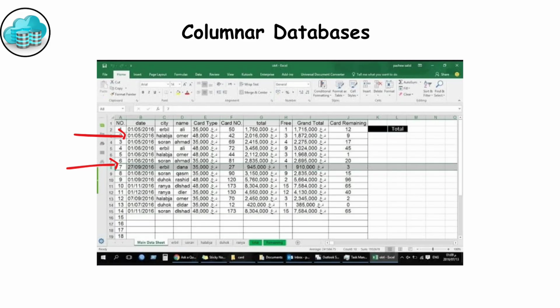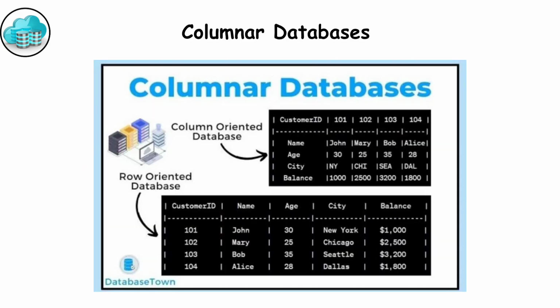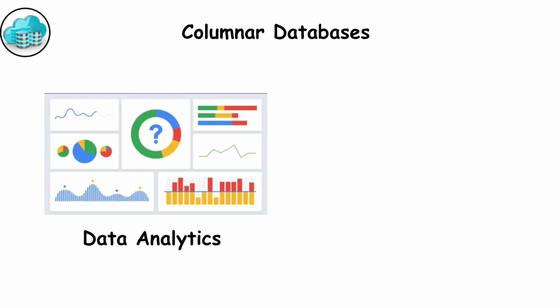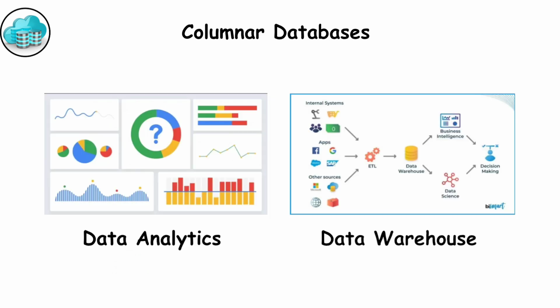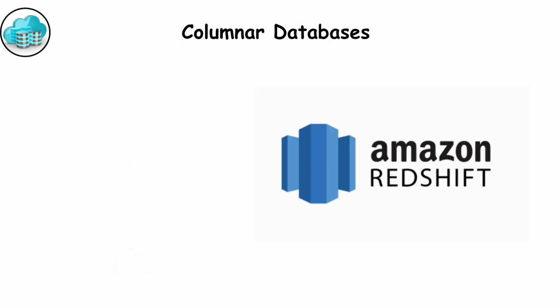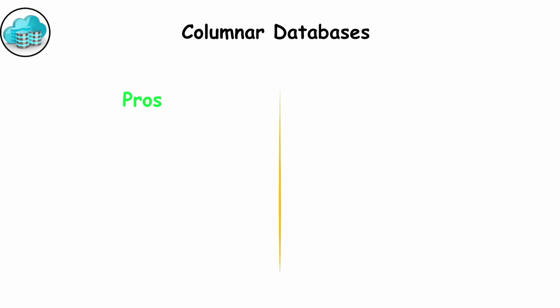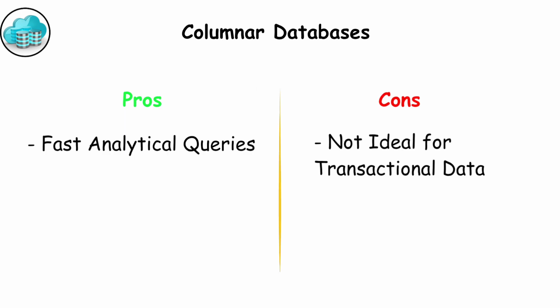Columnar databases. Instead of storing data row by row, these store it column by column. Perfect for analytics and data warehouses, like reading only what you need. Example: Amazon Redshift, Apache HBase. Pros: fast analytical queries. Cons: not ideal for transactional data.